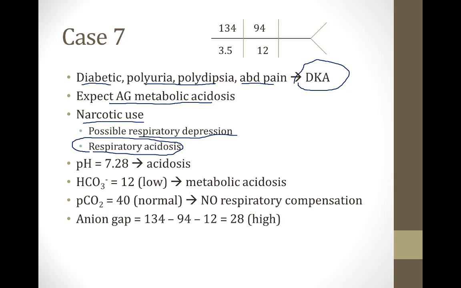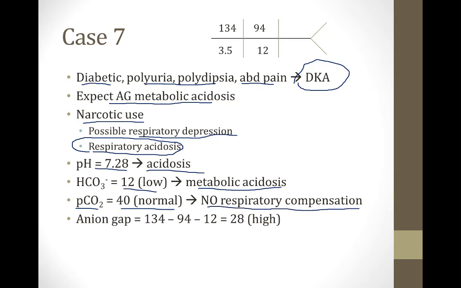So let's go through the numbers. The pH is 7.28, which is low, so we have an acidosis. The bicarb is 12, which is low, so we have a metabolic acidosis. And then the PCO2 is 40, which is normal. So right away something is wrong. We'll use Winter's formula to check this PCO2 in a minute, but I can already tell you it's not going to meet our expectations because it is normal. You should always have a low PCO2 in the setting of a metabolic acidosis. This man does not have respiratory compensation, so something is wrong.